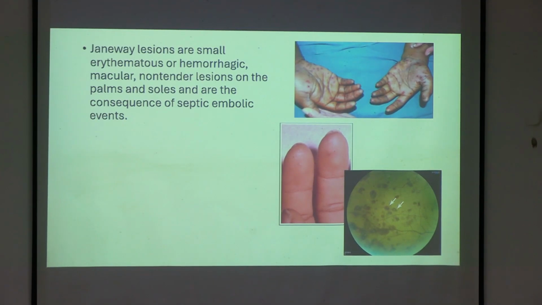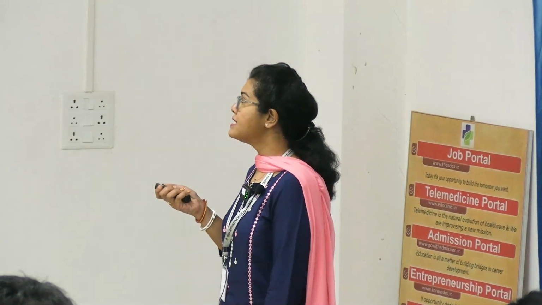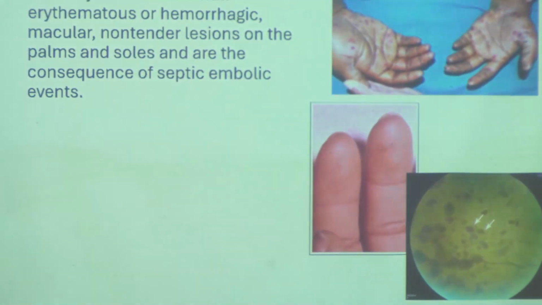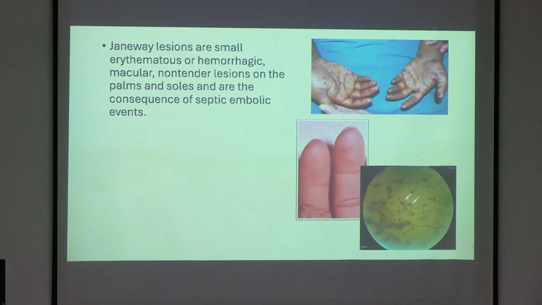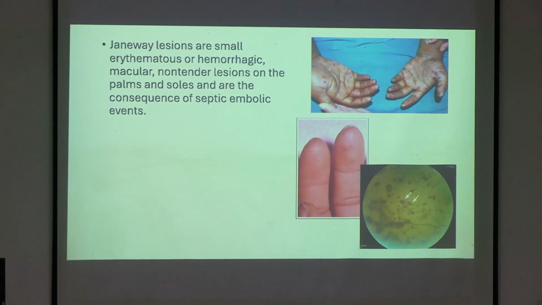So first one is Janeway lesion. So what is Janeway lesion? These are small erythematous or hemorrhagic macular non-tender lesions. The main important thing is that this is non-tender, okay. So this is a non-tender lesion on the palms and soles, where you can get it only in the palms and soles, and it is a consequence of septic emboli events, okay.